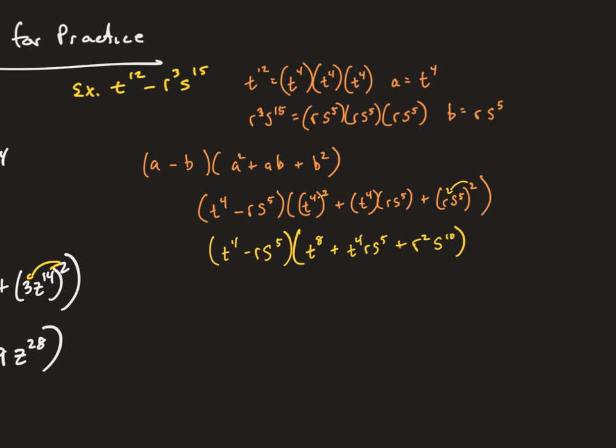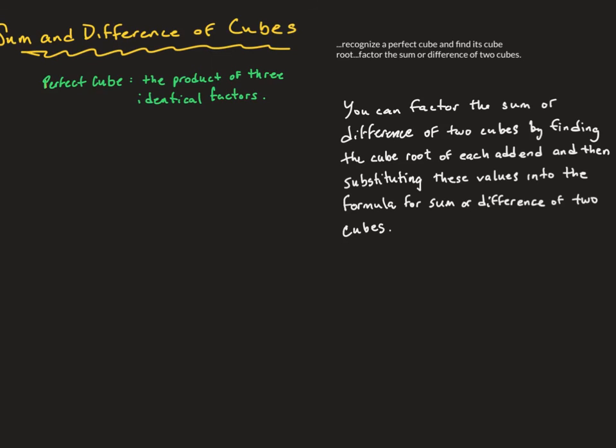And there you go, that is the factored form of the difference of cubes. And just remember the sum and difference of cubes. What we're looking for in that perfect cube is the product of 3 identical factors, and being able to recognize that perfect cube and find the cube root. You can factor the sum or difference of 2 cubes by finding the cube root of each add-in and then substituting these values into the formula for the sum and difference of those 2 cubes.